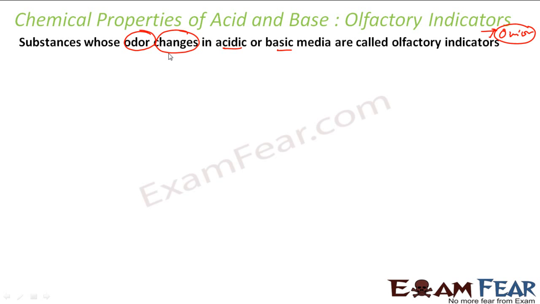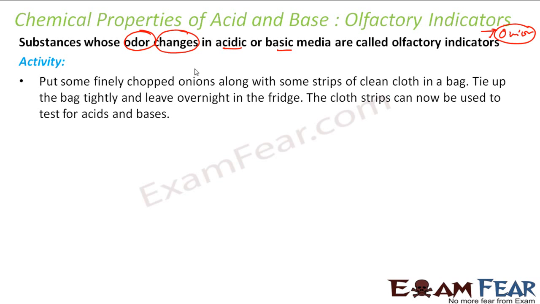So we'll do some activity on that, because I told you there is something called olfactory indicator, but it's difficult to digest that, right? Once you do it, it is easier to understand. Chemistry is more about learning from experiments, right? So we'll do some experiment. We'll get some chopped onions with some clean cloth and put this in a bag, and we'll put this in the fridge overnight.